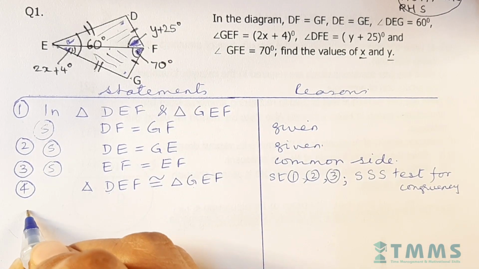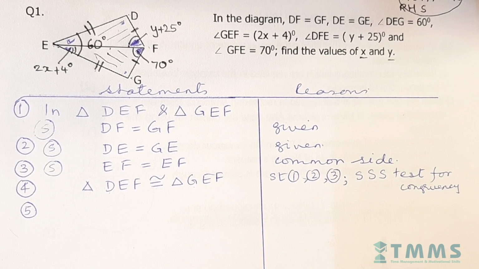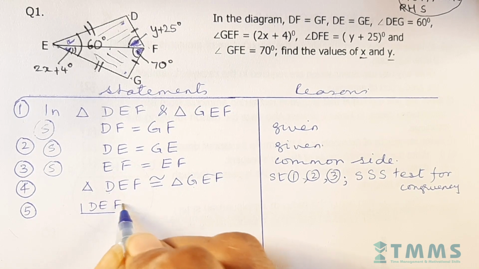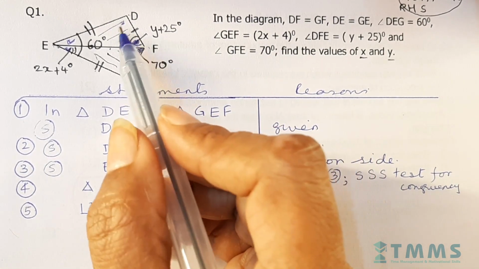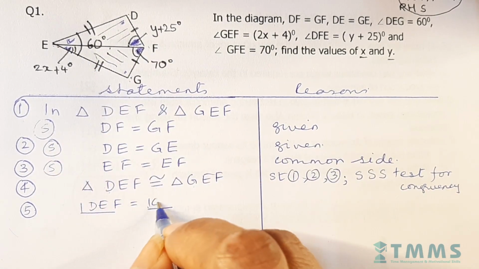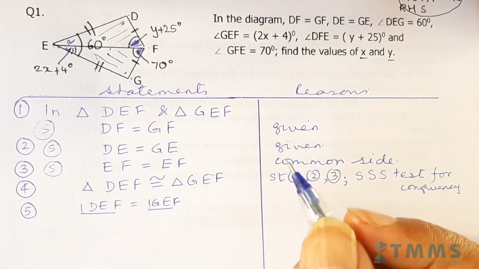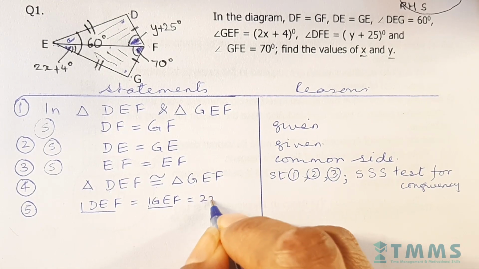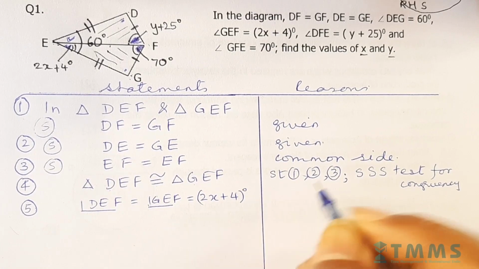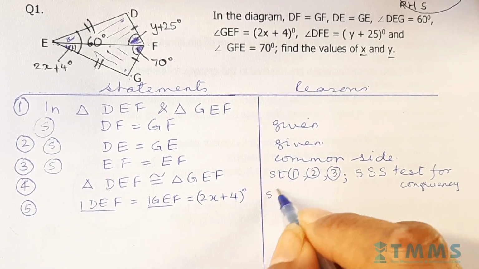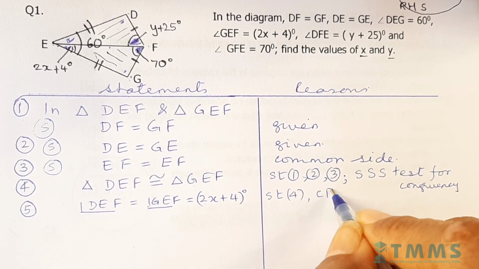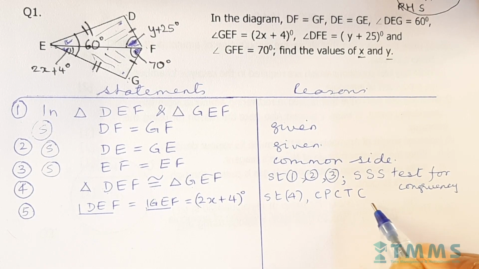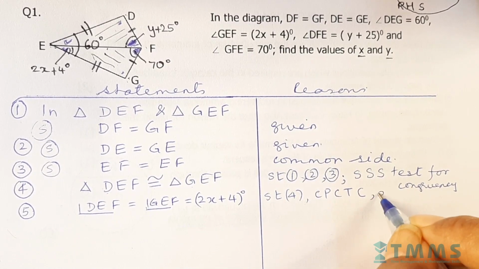So we are going to write now statement number 5. Statement number 5, we have to write angle DEF is equal to angle GEF, and we know that GEF is 2x plus 4. So we will write 2x plus 4 degrees. And here we will write from statement 4, and we will say CPCTC. What does this mean? Corresponding parts of congruent triangles are congruent. And also we will write given.